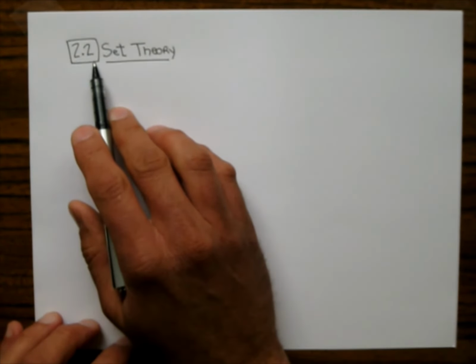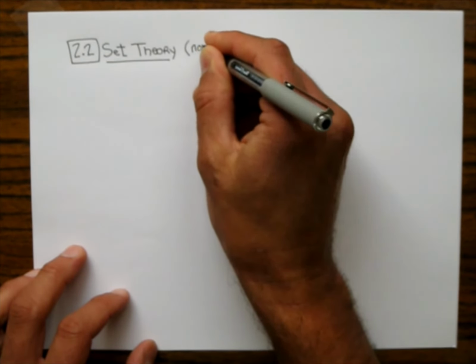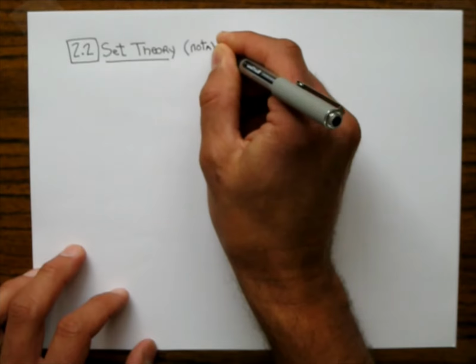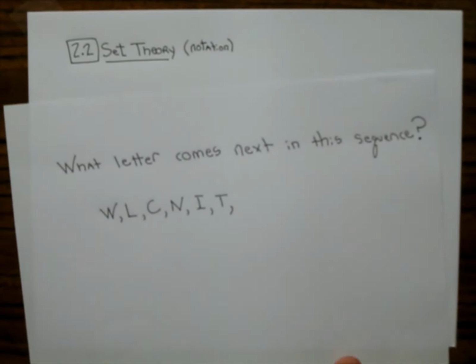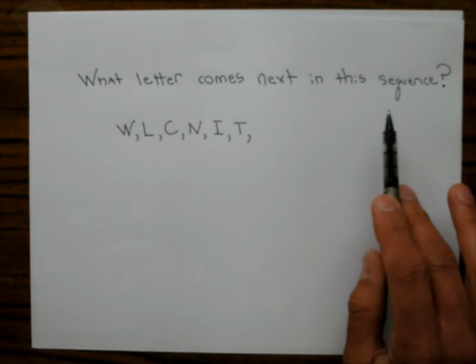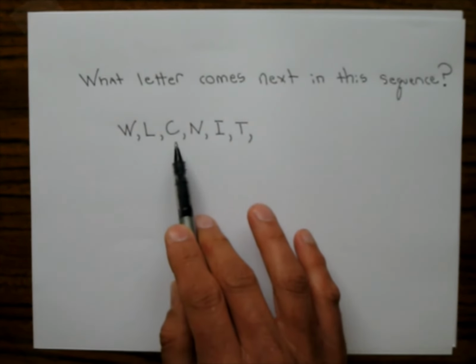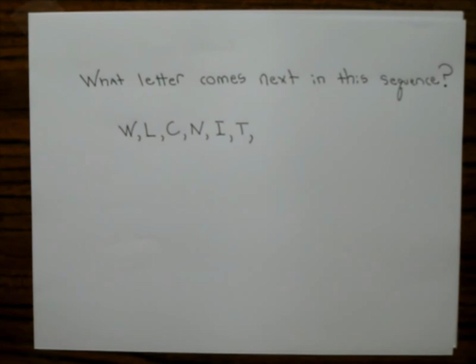Math 230, Cuesta College. I'm Joe Vasta, and we're covering section 2.2, set theory, and really what this is notation. Before we get started, I'll show you the puzzle here. What letter comes next in this sequence? We have a sequence of letters, and you're trying to figure out which letter comes next.